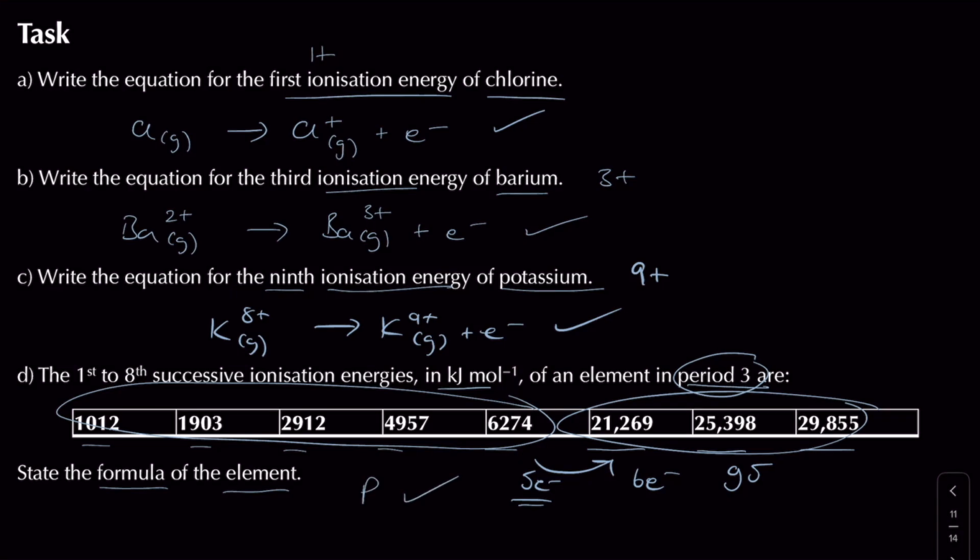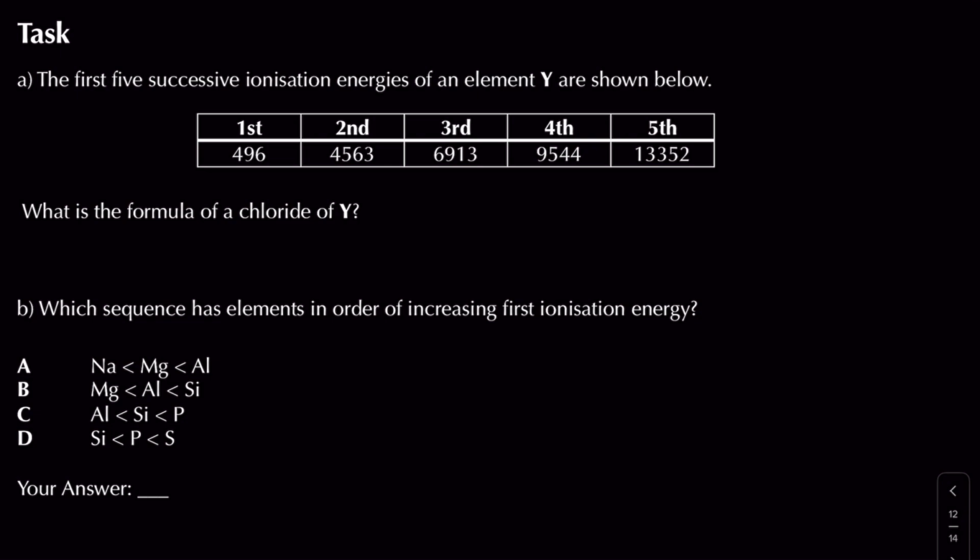Feel free to pause the video and have a go at the following task and resume once you're ready to go over the answers. So we're told over here that the first 5 successive ionization energies of element Y are shown below. We're asked for the formula of chloride Y. That's how these questions follow. If we look at the data, we can see the big jump is going to be between the first and the second over here.